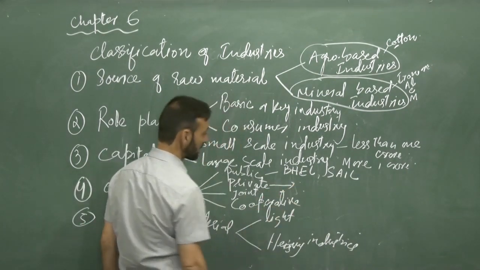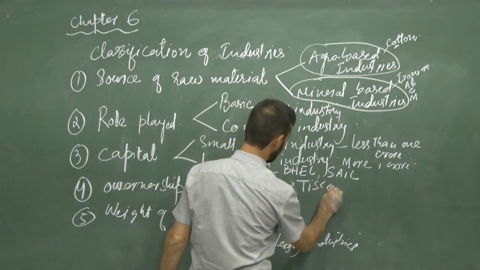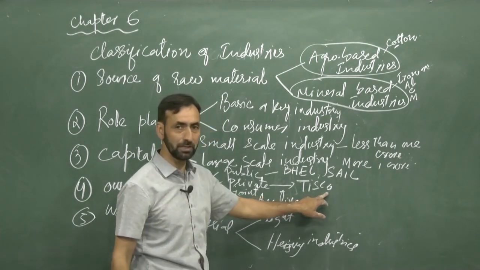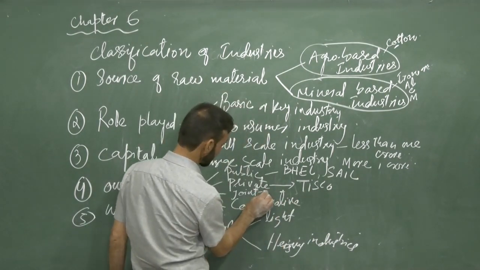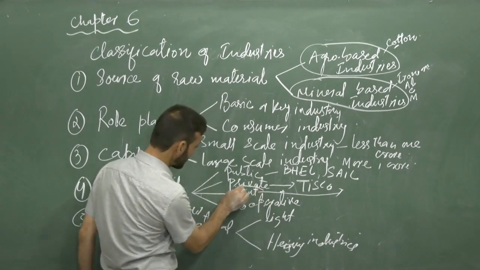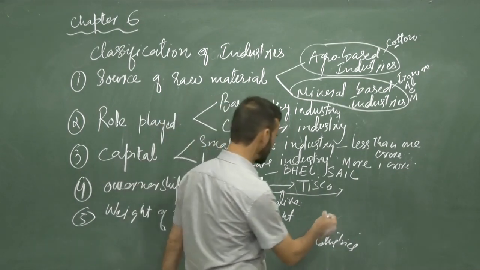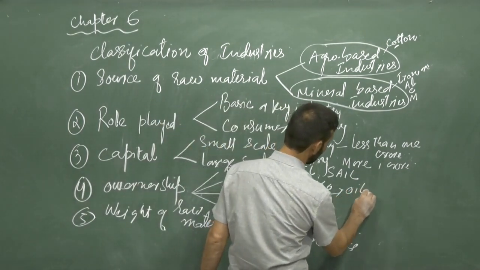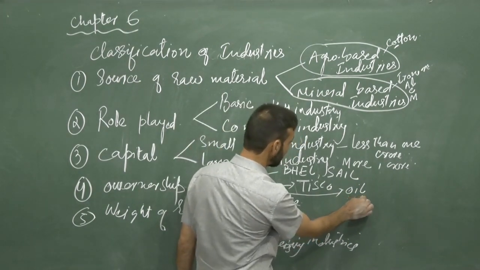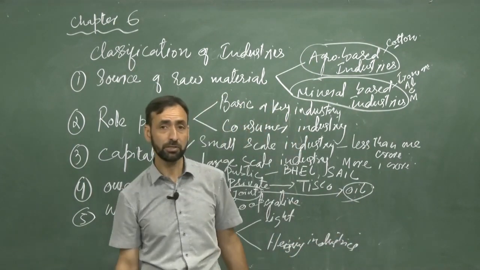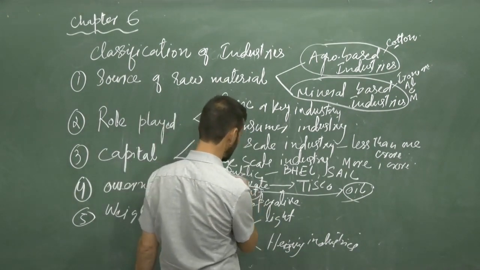Private are those industries which are managed by a single or group of persons, that is TISCO, Tata Iron Steel Company. Joint are those industries which are managed by both public as well as private. One example here is OIL, Oil India Limited. This is one industry which is a refinery, which is managed by both private as well as public.